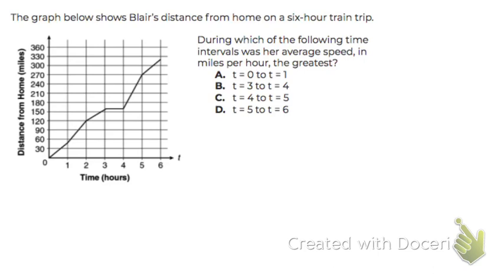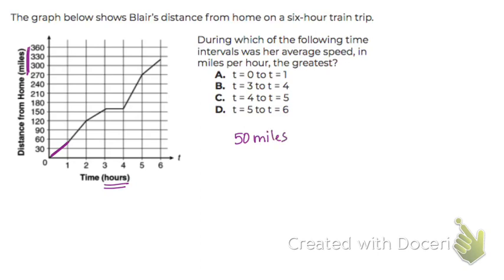So if you're given a graph here, we can find the slope of each of those segments. So slope is the change in y, so the change in miles in this case, divided by the change in x. So let's find the slope of each of these segments. So from here to here, what is the change in miles? I went from 0 to about 50. So I went 50 miles.